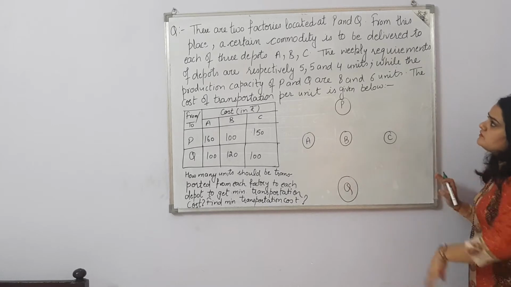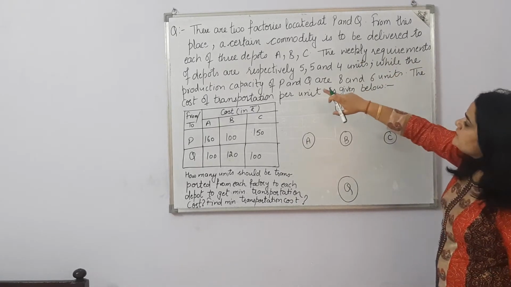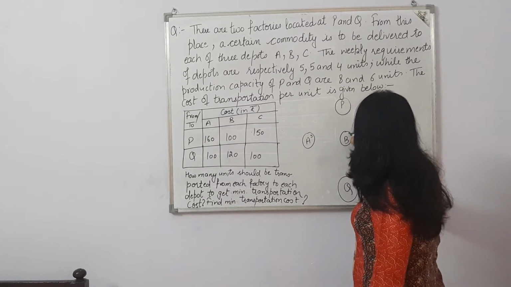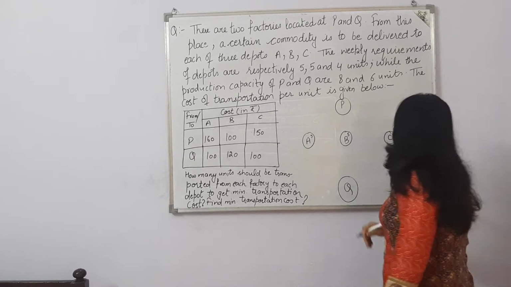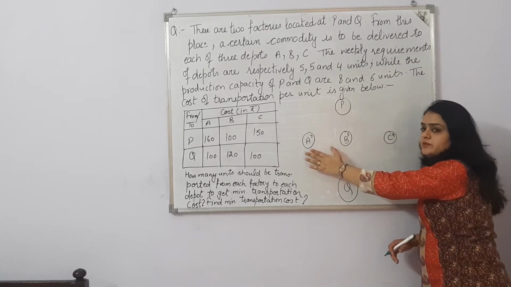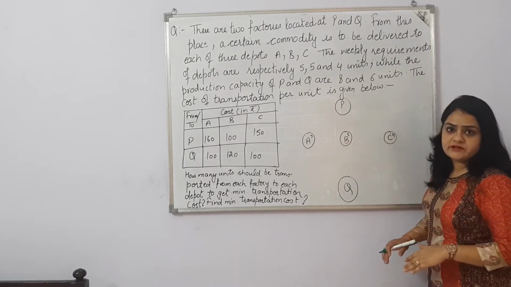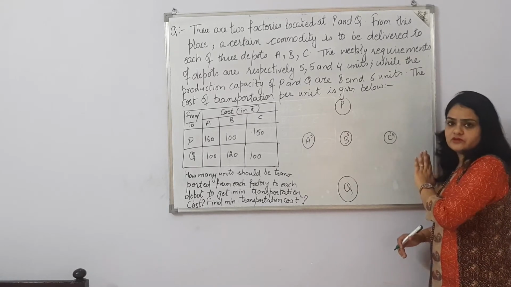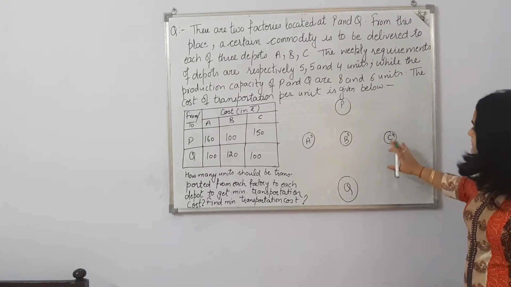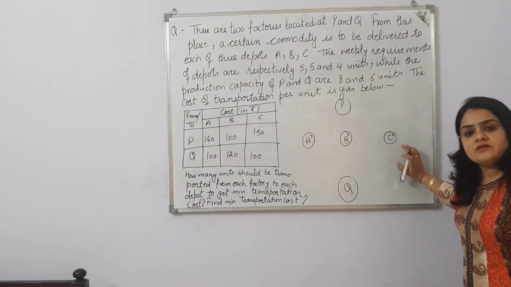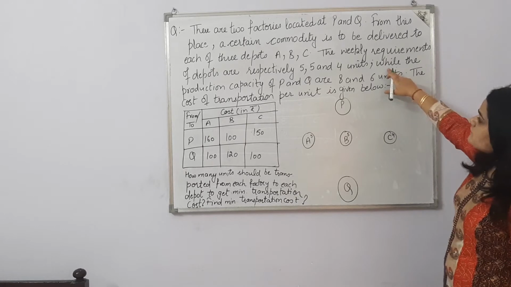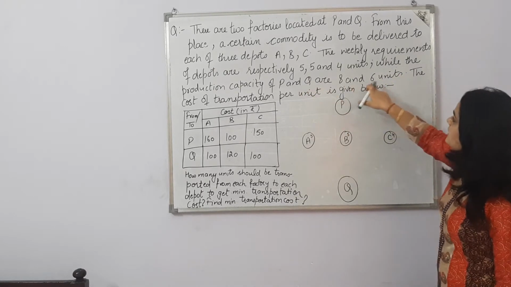So these are three shopkeepers and the weekly requirements of depots are respectively 5, 5 and 4. Okay, its basic requirement is 5, its basic requirement is 5, its basic requirement is 4. It means shopkeeper A can store a maximum of 5 units of that commodity. C can store a maximum of 4 units of that commodity. That means this shopkeeper has the space for 4 commodities only.